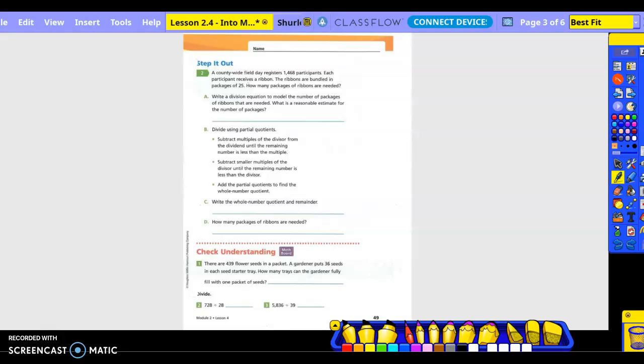Each participant receives a ribbon. The ribbons are bundled in packages of 25. How many packages of ribbons are needed? So we need the 1,468 participants. Packages of 25. How many packages are needed? Write a division equation to model the number of packages. So what are we going to do?